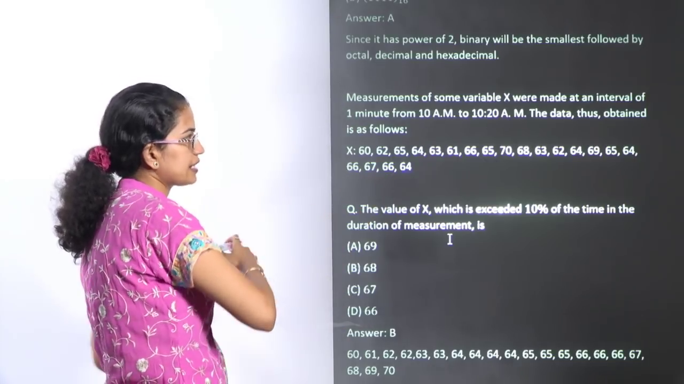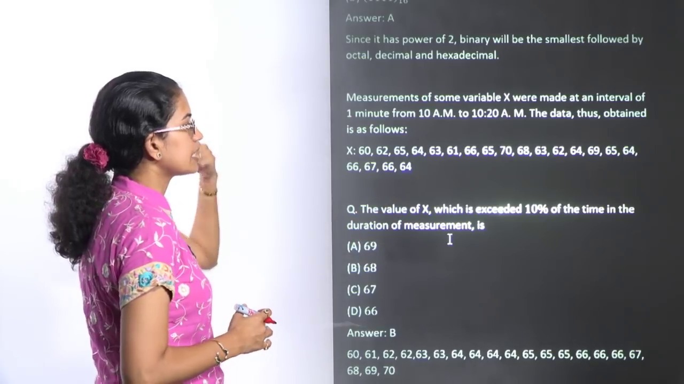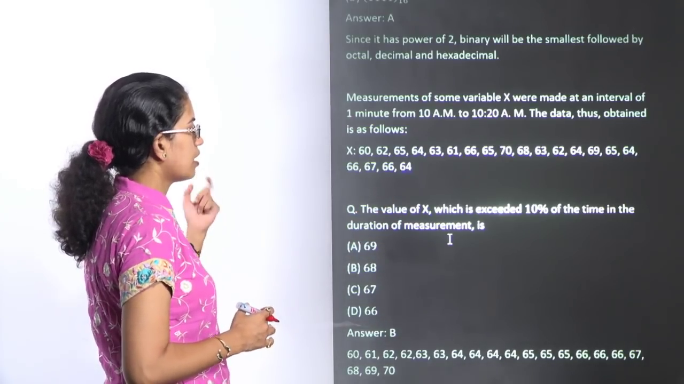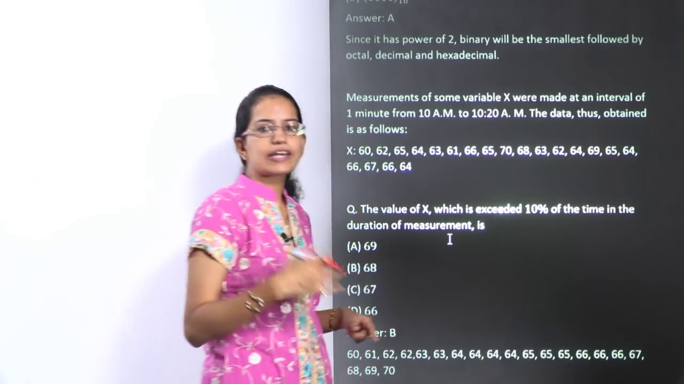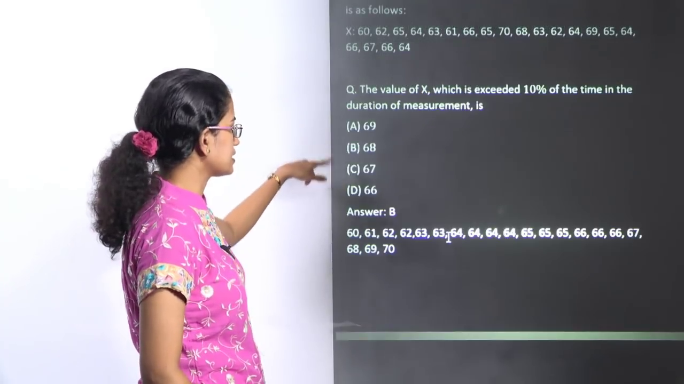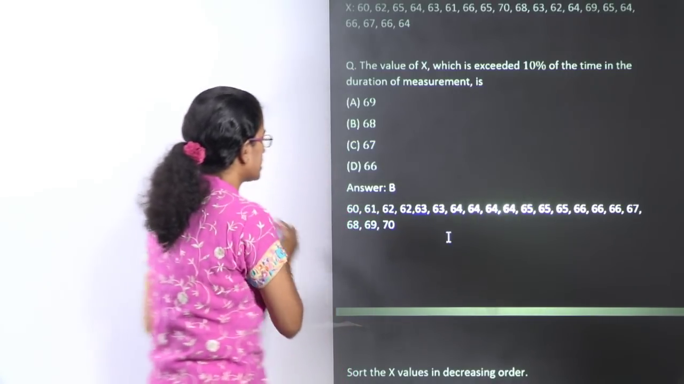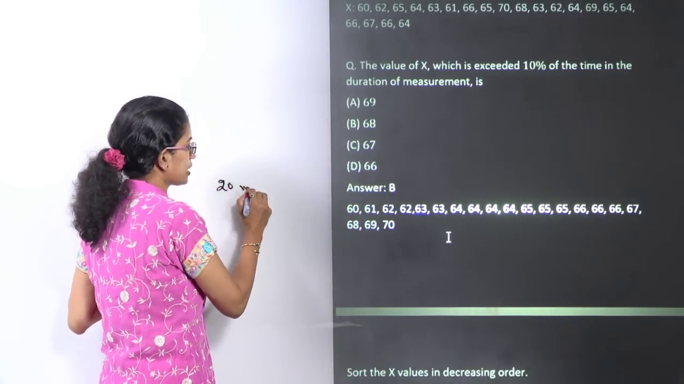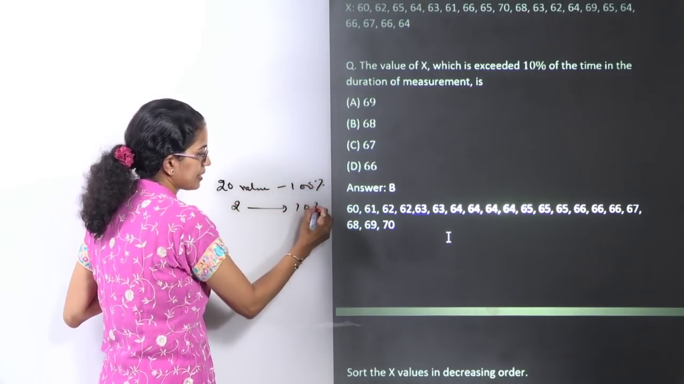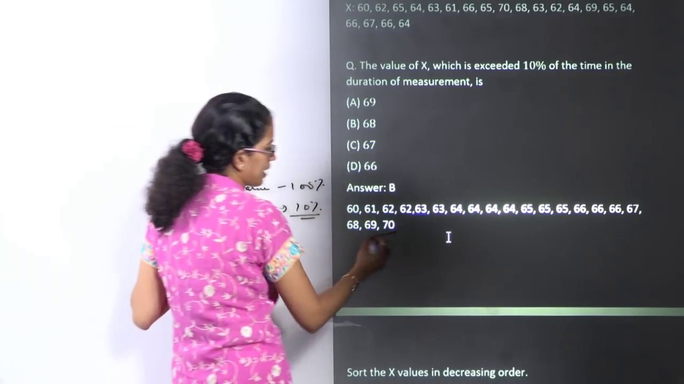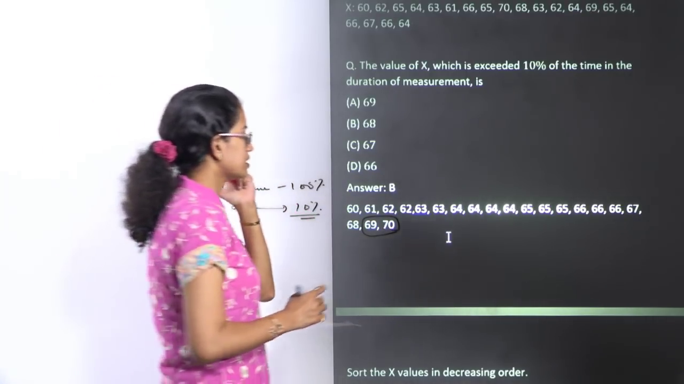The next question is, you have some values that are given, every minute value from 10 am to 10:20 am. Now what is the value of x which is exceeded 10% of the times? Either I can arrange this in ascending or descending order. So let's say I arrange it in increasing order. There are 20 values. These 20 values give me 100%, so 2 values would give me 10%. Now these 2 values would be 69 and 70.